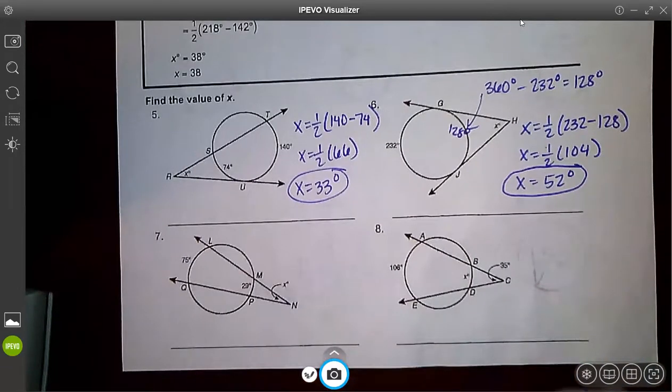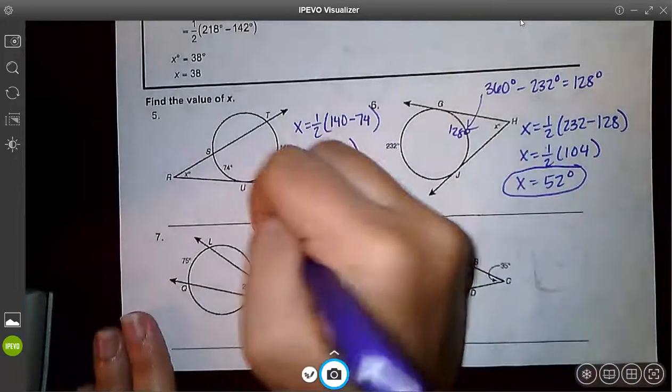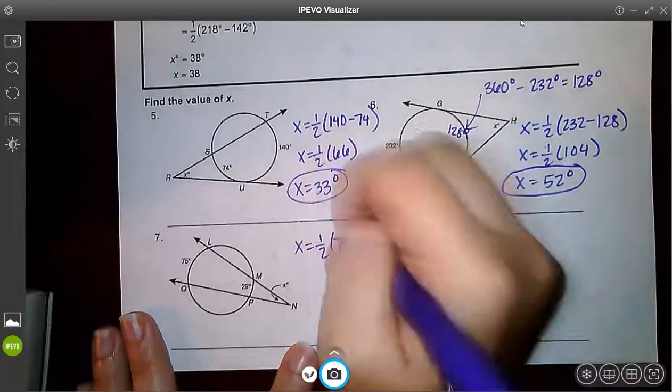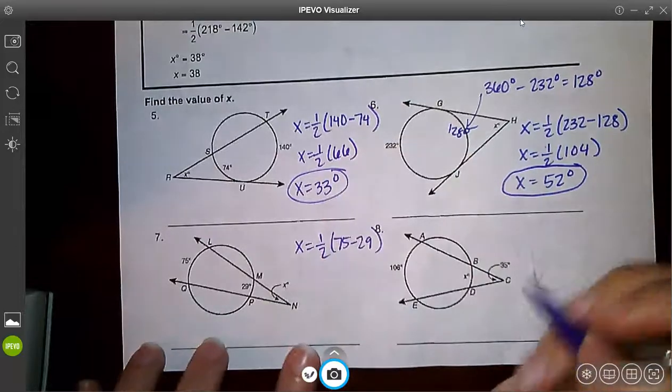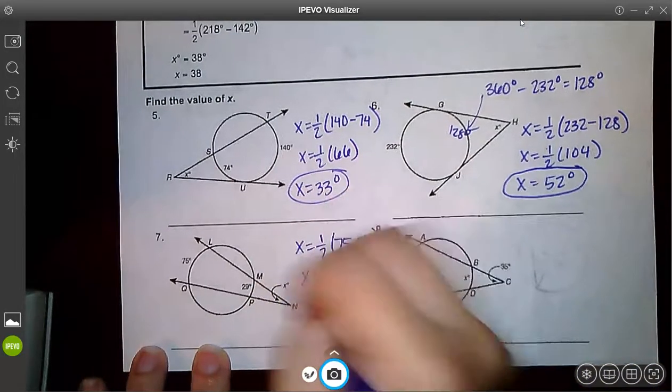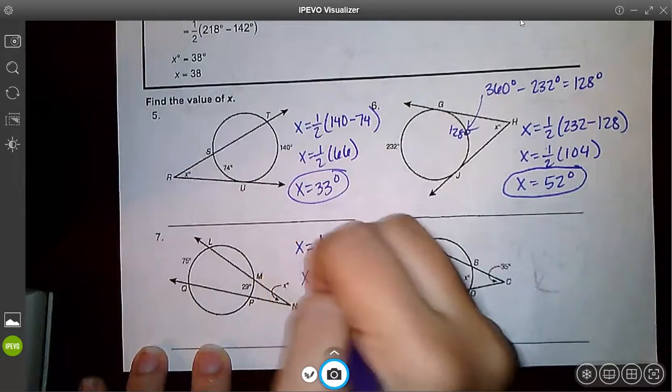This one we have two secants, but it follows the same rule. X is going to be half the big arc, which is 75 degrees, minus the small arc, which is 29 degrees. So you have half of 46, which is 23 degrees.